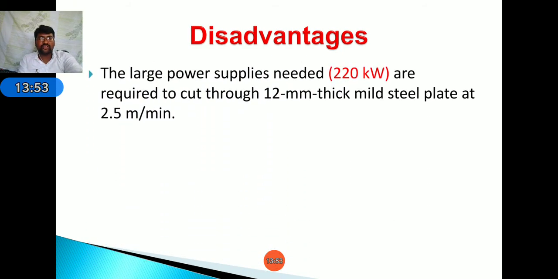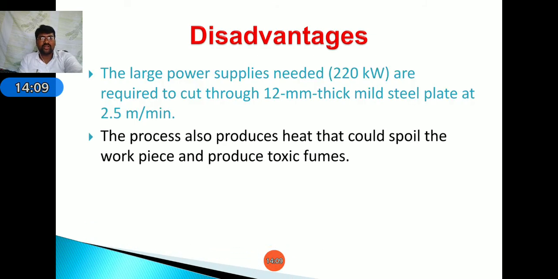Next, coming to disadvantages. Large power supplies of 220 kilowatts are required to cut 12 mm thick mild steel plate at 25 meters per minute. It requires more power. It is one of the disadvantages. Next, this process also produces heat that could spoil the workpiece and produces toxic fumes. Here, more heat is produced on the workpiece. Okay, it is about the plasma arc machining process.